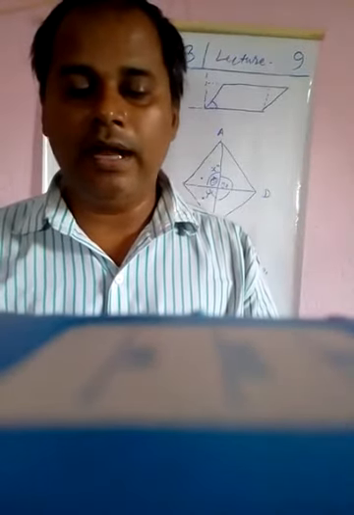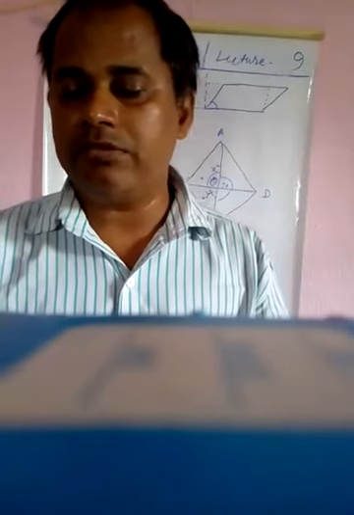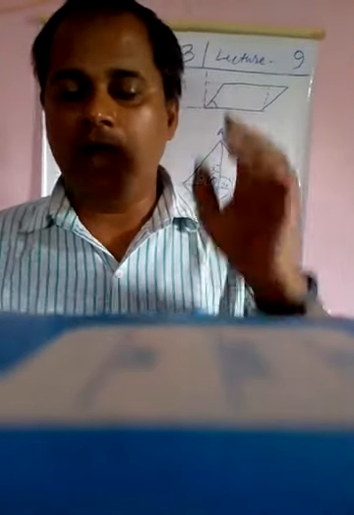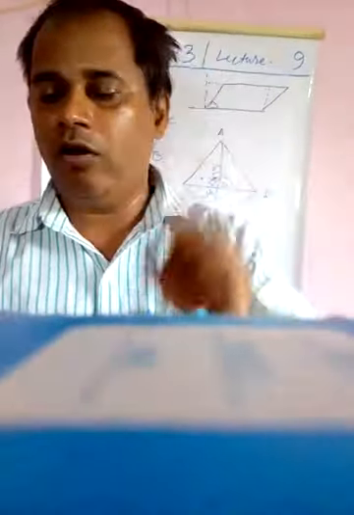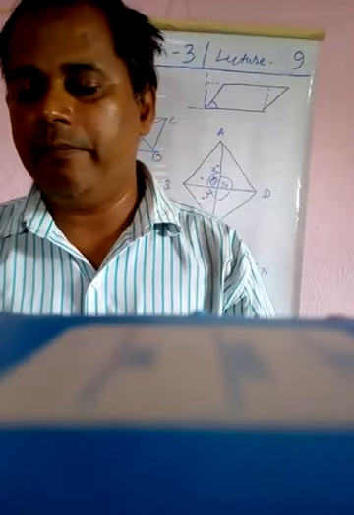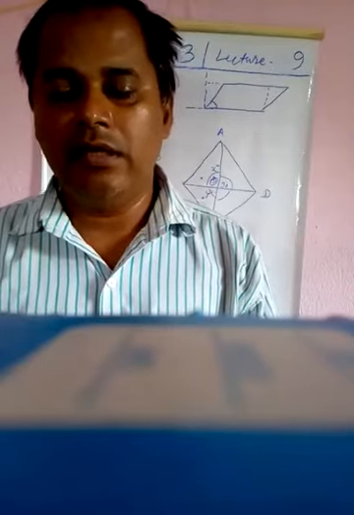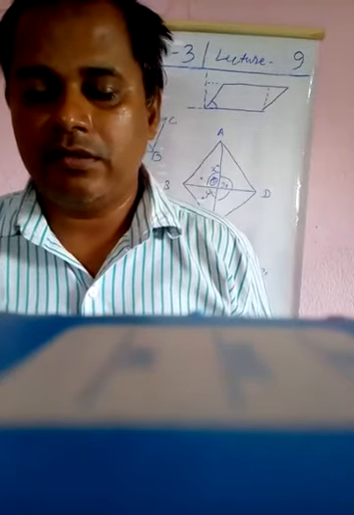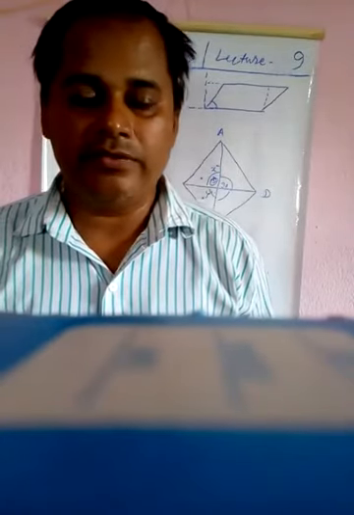polygon. Note that a square is a rhombus, but a rhombus may not be a square. A square is a rectangle, but a rectangle may not be a square. And a square is a parallelogram, but a parallelogram may not be a square. Now let us take some examples to use the properties.